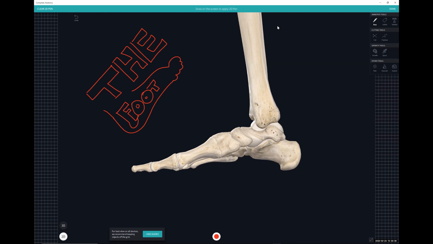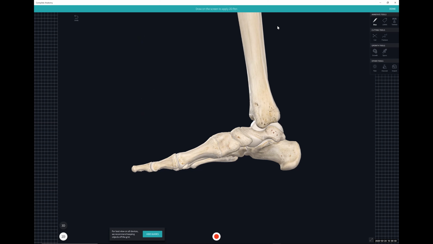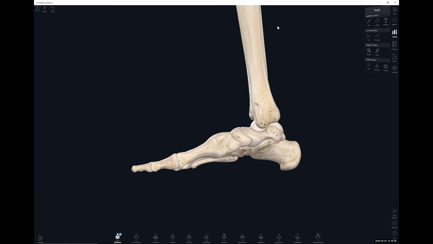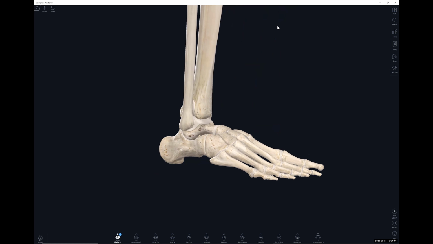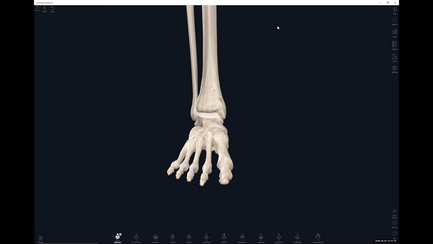Welcome back. Let's talk about the foot. We've talked about the hip, the femur, a little bit about the knee, and the bones of the lower leg, and now it is time to talk about the final set of bones, the foot. What we're looking at right here is a medial view of the foot. There's a posterior view, a lateral view, an anterior view.